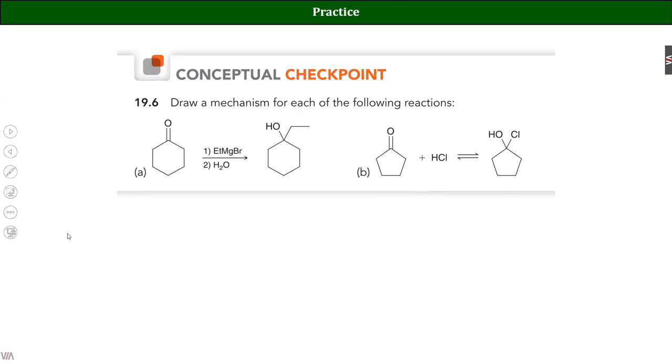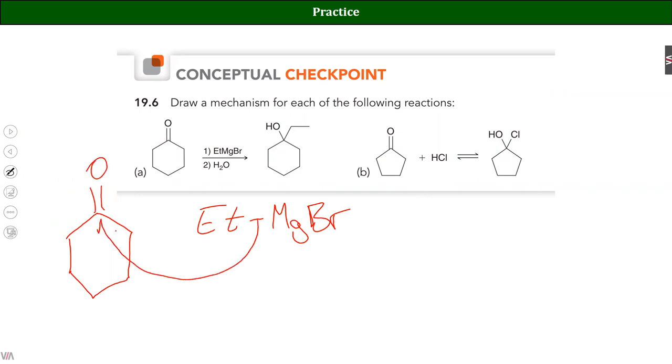So drawing this out, the first step here would be that the ethyl group takes its electrons from magnesium and attacks the cyclohexanone, and you have to make room for it so we don't get a carbon with five bonds. So for reaction A, your intermediate then looks like this.